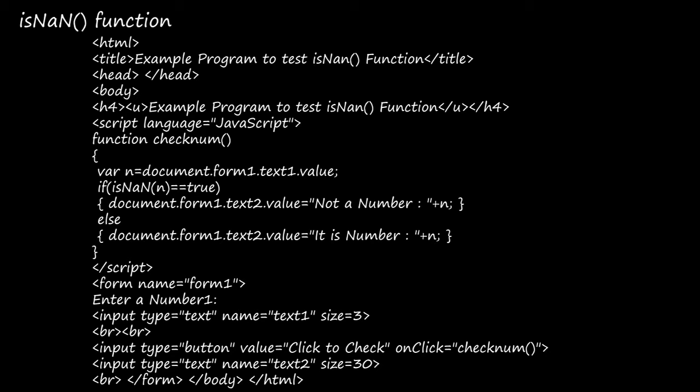In that line we have input type is equal to button. So here we'll get a button to click, and the value is equal to "Click to check". onclick checknum of. Here first we are giving a button there. In that button, the value is written as "Click to check". Okay, onclick is equal to, inside double quotes, checknum of.